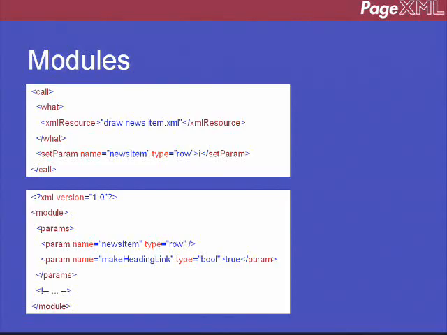Can the parameters be chunks of PageXML code? Oh, right, so the question was, can the parameters be PageXML code? Yes, they can. Anything you see here, the inner text inside an element, you can put more PageXML in there and make variables in there. So you can make a variable within a variable.